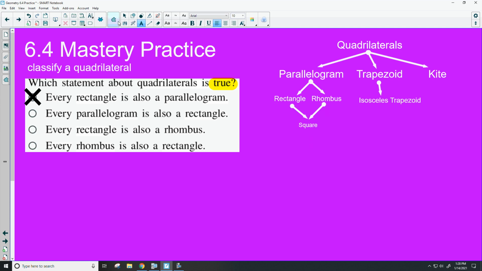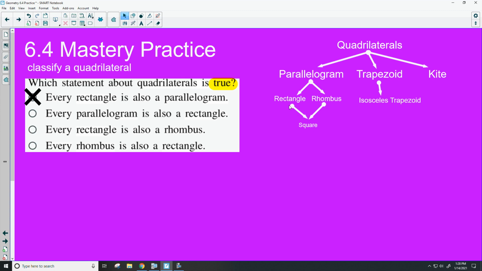So as I look at this on a question level, every rectangle here is also a parallelogram, yes, because it's underneath the umbrella of parallelogram. But it says, is every parallelogram also a rectangle? No, because parallelogram does not fall underneath the rectangle umbrella.